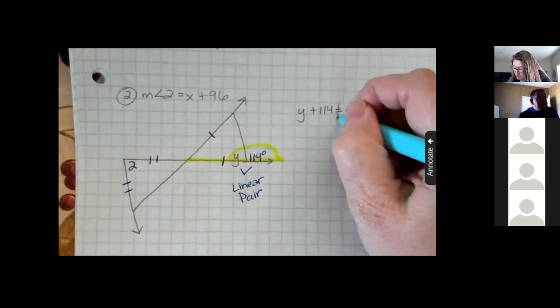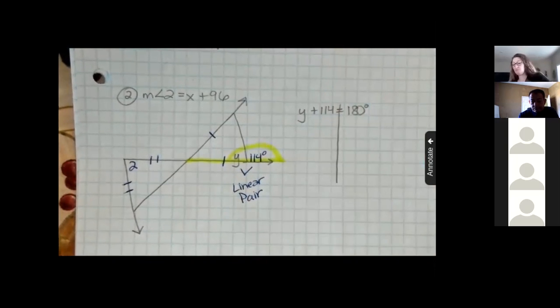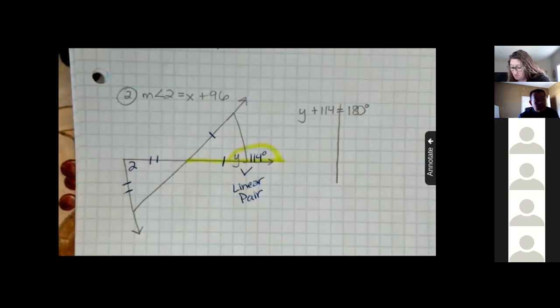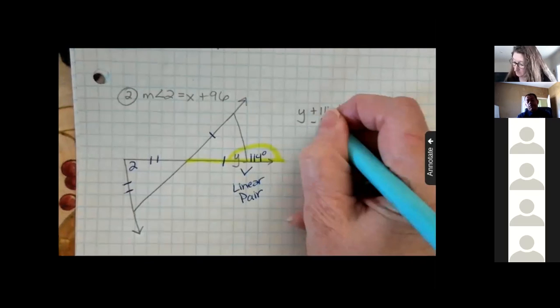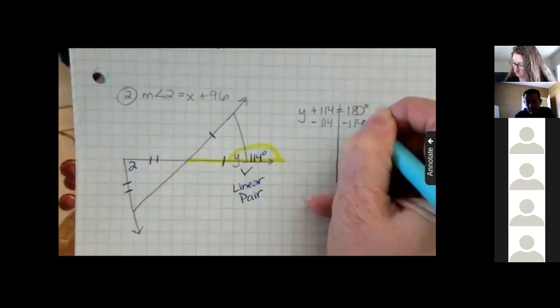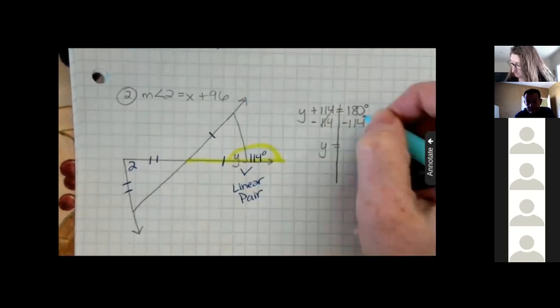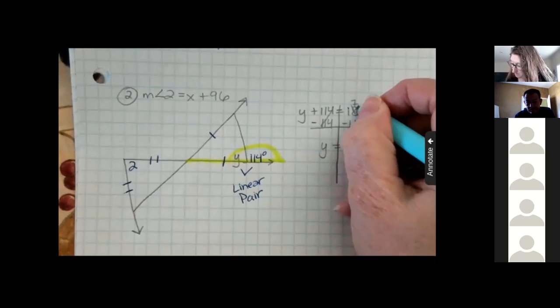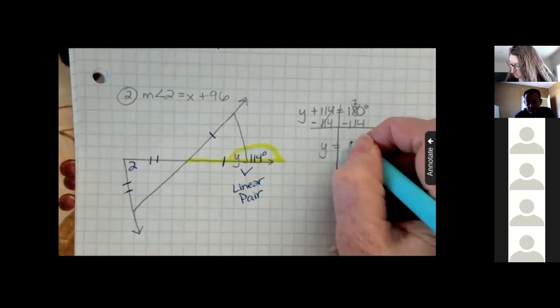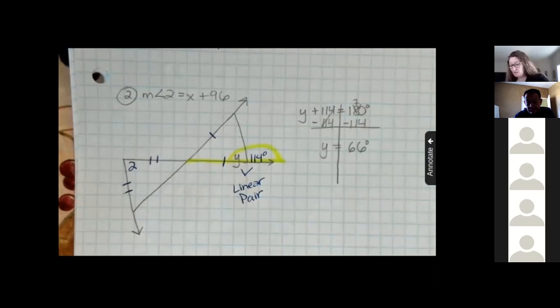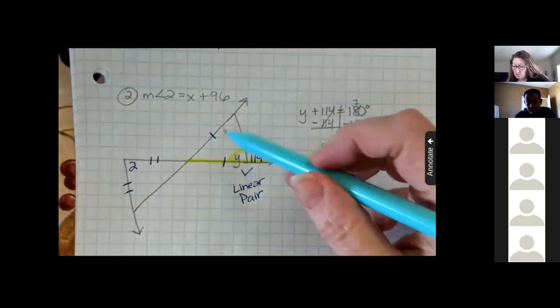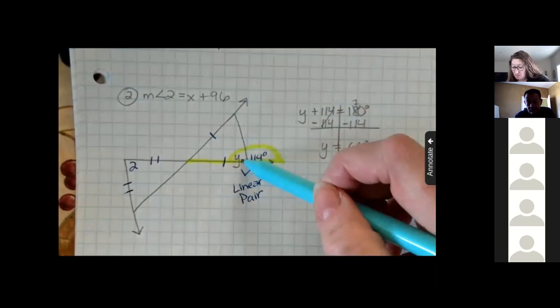Okay. All right. What do I do to get y? You subtract 114 from both sides. That's right. So I take 114 and y gives me, borrow from the 8, 10 minus 4 is 6, 7 minus 1 is 6, it's 66 degrees. So this is an isosceles triangle. If this is 66 degrees, what is this one?